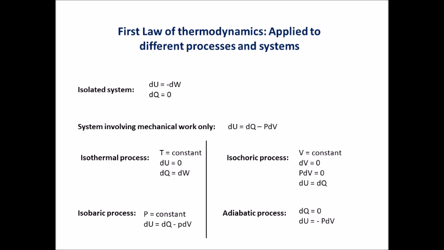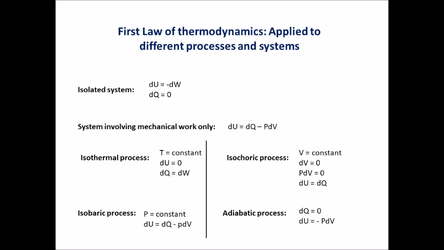Within the system, of course, the internal energy is equal to minus dW, and dQ is also not constant. It is constantly changing. Now, for a system involving mechanical work only, dU is equal to dQ minus PdV. That is the mechanical work, that is expansion work of gas on the surrounding, or the compression of the gas due to work by the surrounding on the system. Here we see therefore that dU is equal to dQ minus PdV.